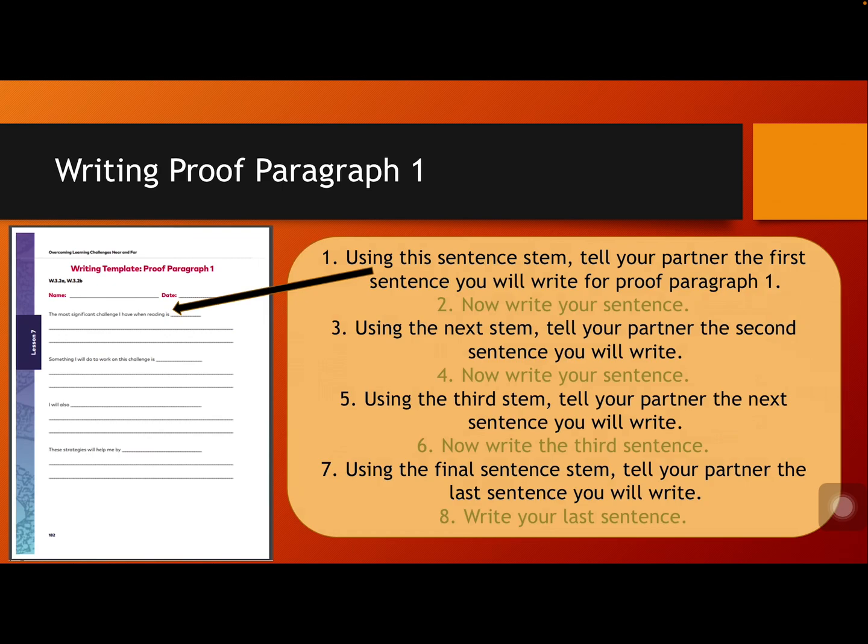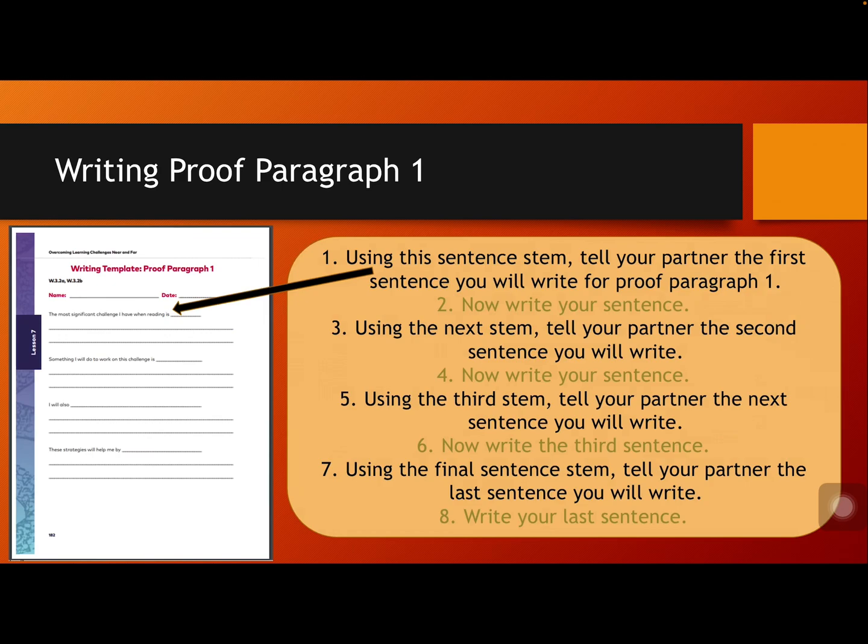Writing proof paragraph 1. This is on page 78 of your workbook. Use this sentence stem. Tell your partner the first sentence you will write for the proof paragraph. Your partner might be your mom or dad, or your brother or sister, or grandma or grandpa, whoever adult you have at home with you.